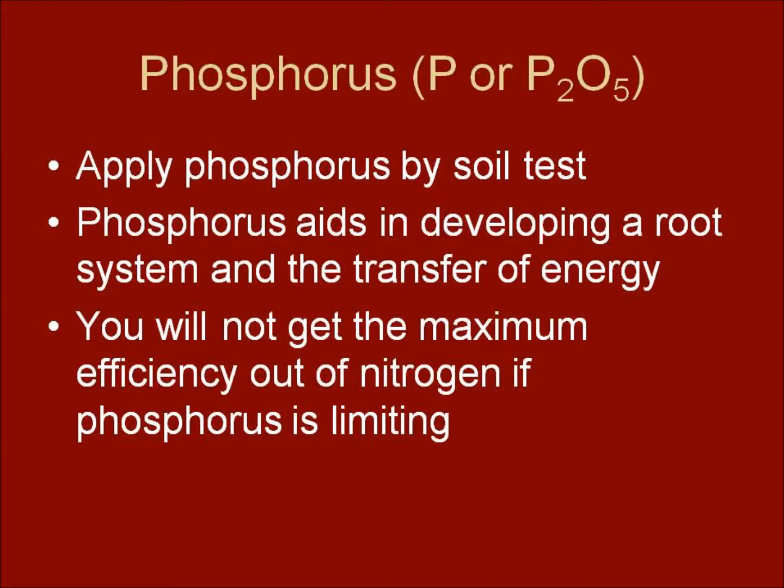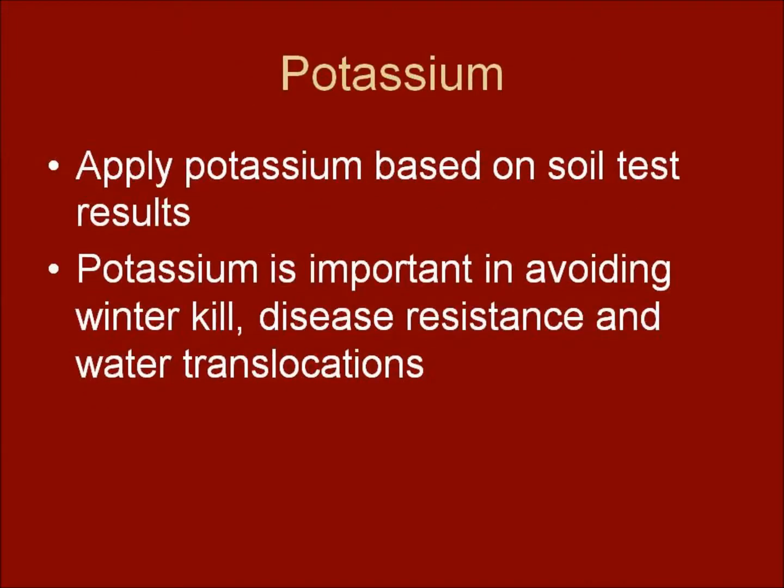So nitrogen is the energy for that plant, and if we don't have the necessary phosphorus there, then we won't get the results that we want. And then the third element is potassium. We want to apply the potassium also based upon our soil test. Potassium is very important also.